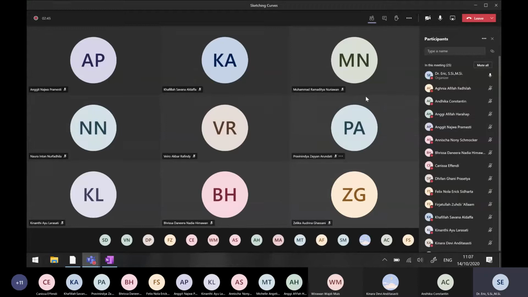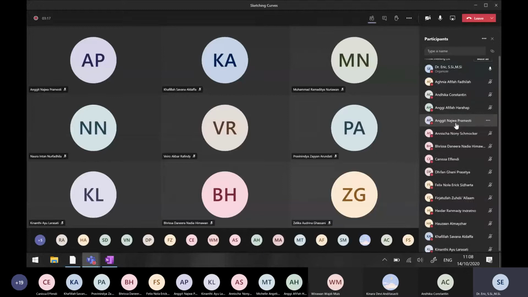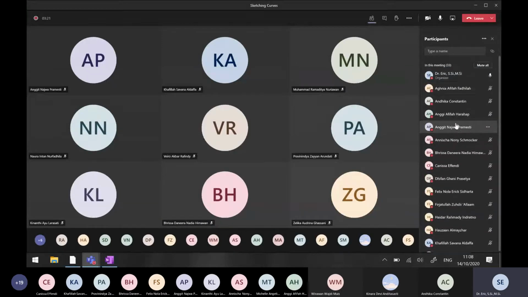Muhammad Ramaditya Nuryawan, Praviniandia Zayan Arundati, Hafil Safan Aldafa, Anggit Najwa Pramesti, Naura Intan Nurfadila, Feiro Akbar Effendi, Zelika Audrina Gasani, Risa Danira Nadia Himawan, Kinanti Ayu Larasati, Agnia Afifah Fadila, Andika Konstantin.